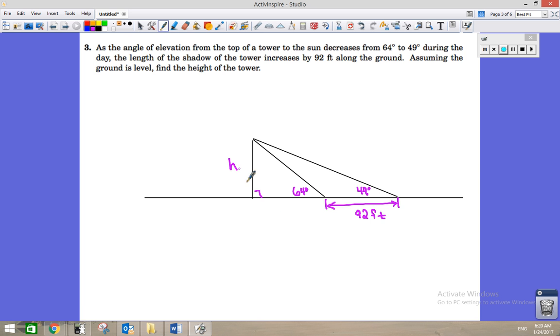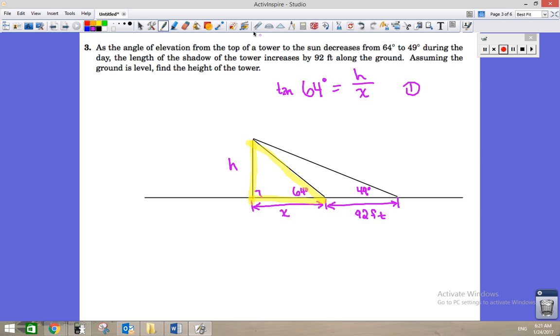We want to find the height of the tower, and I'm going to call this distance x, the original shadow length. I don't want to use an s because then somebody might think it's my fives. Alright, so we have two triangles. If we go with this smaller triangle first, what do we have? We've got that the tangent of 64 degrees is equal to h over x, the opposite over the adjacent.